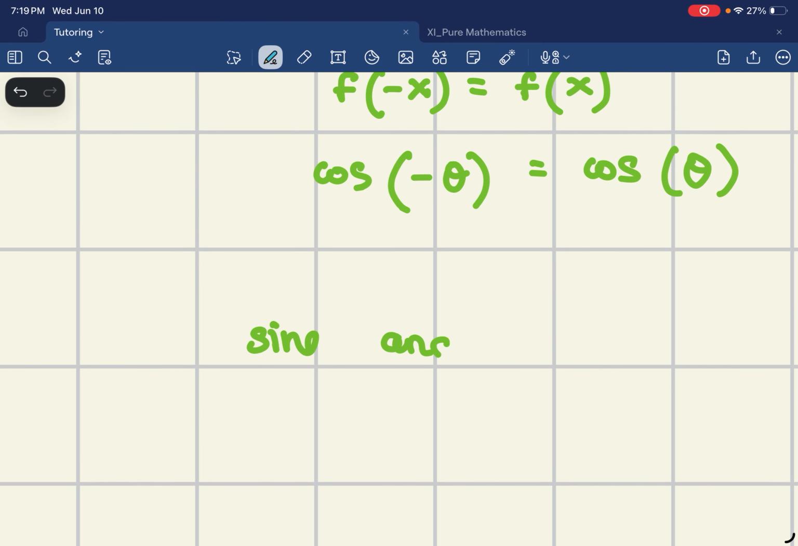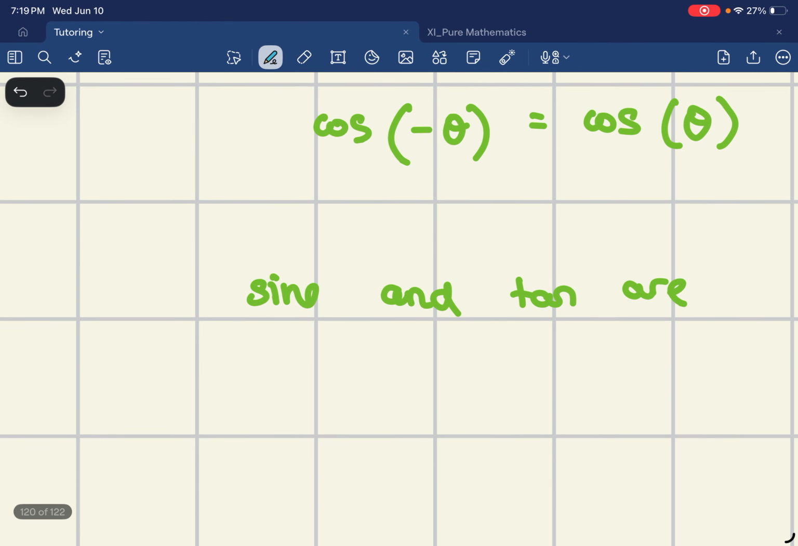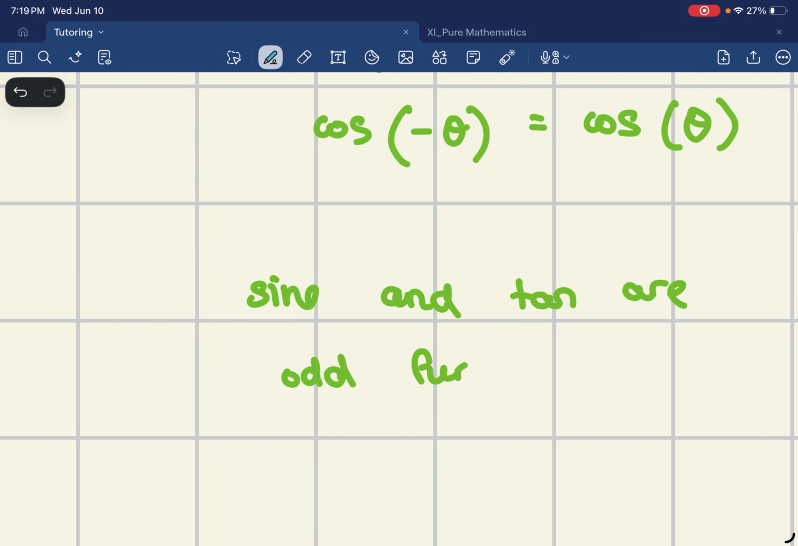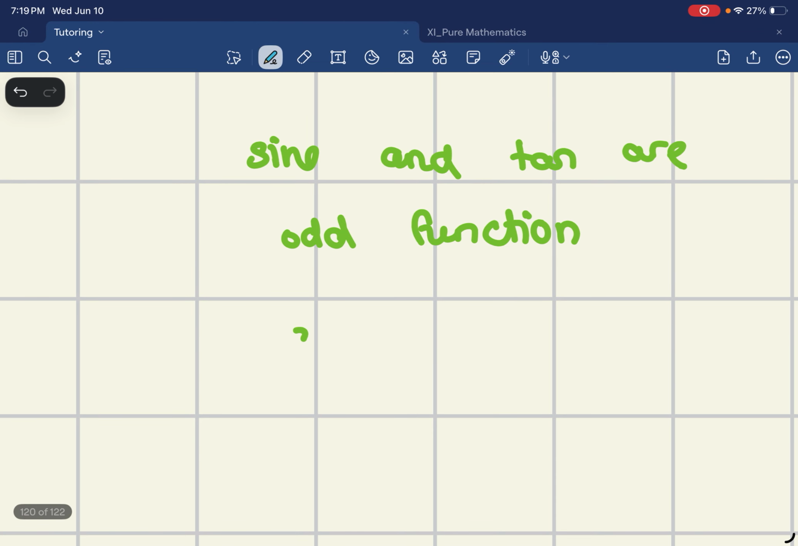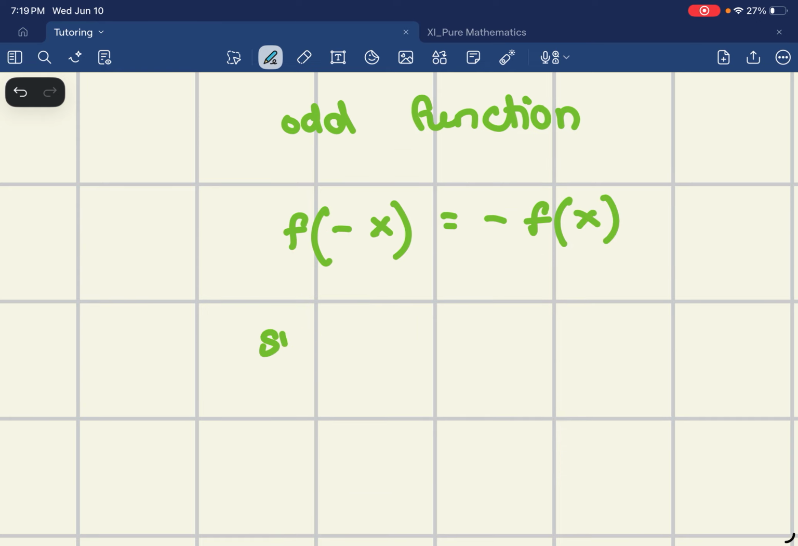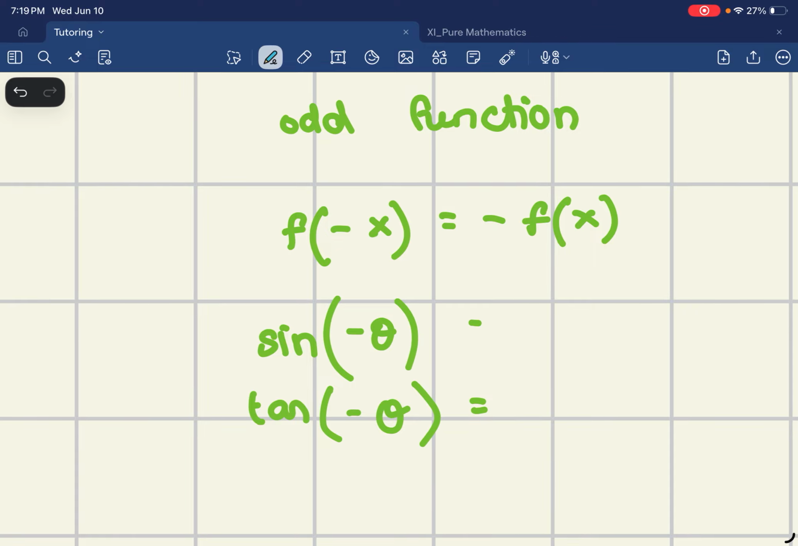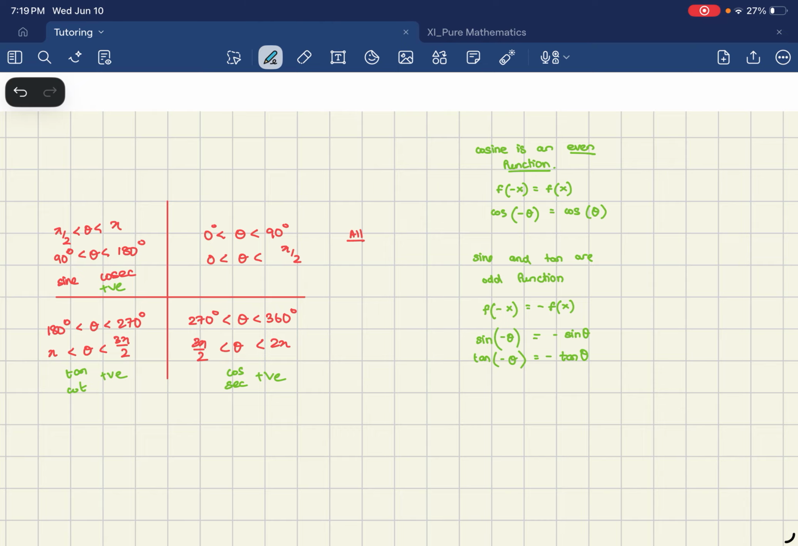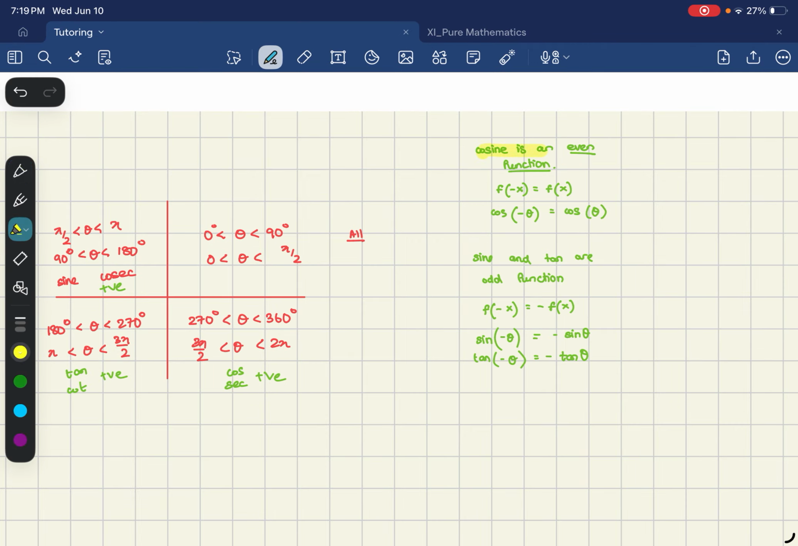Sine and tan are odd functions. What is an odd function? f of negative x is negative f of x. That means sine and tan of negative theta is equal to negative sine theta and negative tan theta. So that is what you need to remember. All right. So this is a very important point. These are very, very important points.